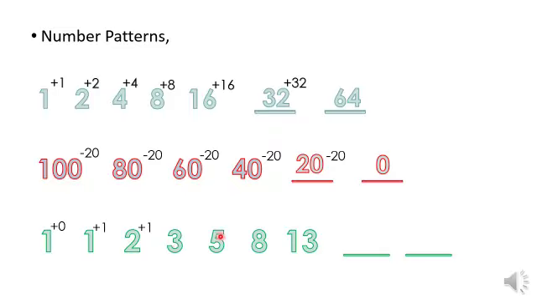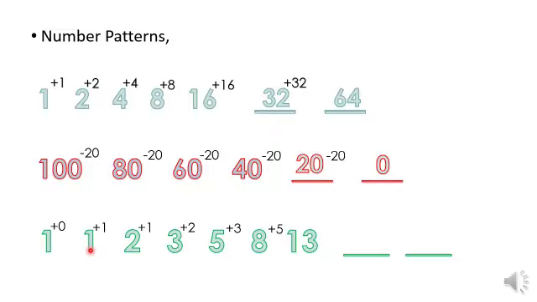Now 3 is changed to 5. So to 3, if 2 is added, we get 5. Now to 5, 3 is added, we get 8. And again to 8, if we add 5, we get 13. So what we are understanding here is that to 1, 0 is added. Now this one is added.